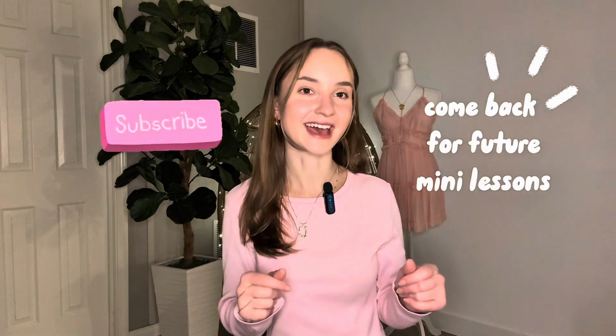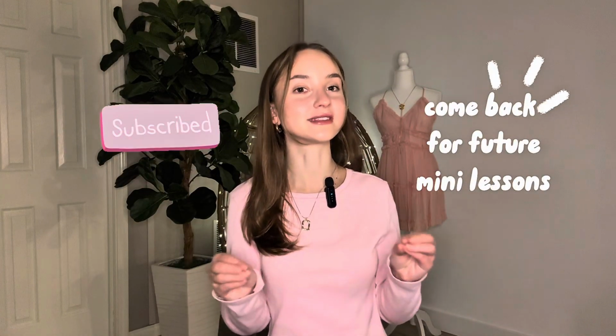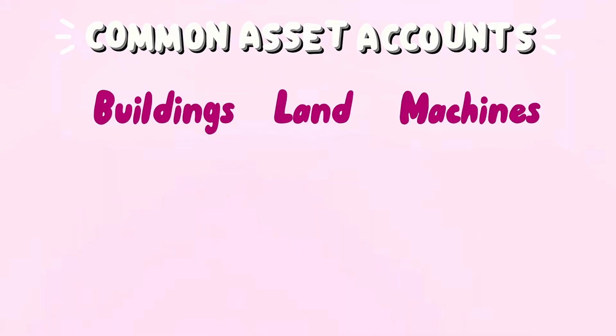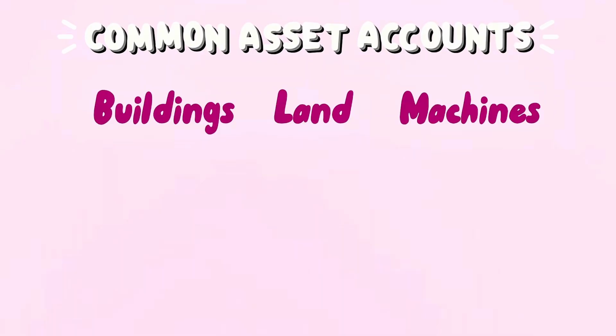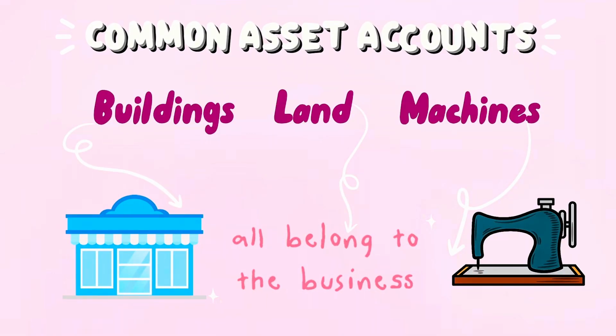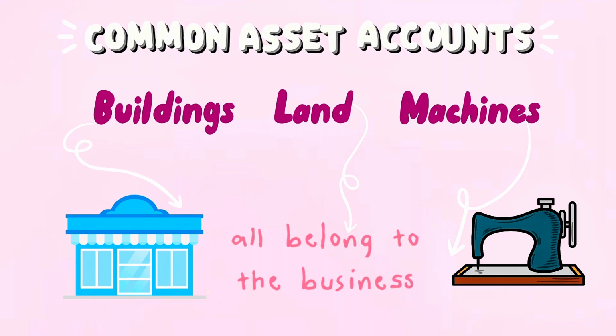Later on, we'll get into more depth about what happens to equipment with depreciation, but let's not get ahead of ourselves. Today, we are focusing on simple asset accounts that increase with the debit. Buildings, land, and machines are more asset accounts because they are what the business owns. In my boutique, my sewing machine and the store I sell my clothing in are my 2 assets.